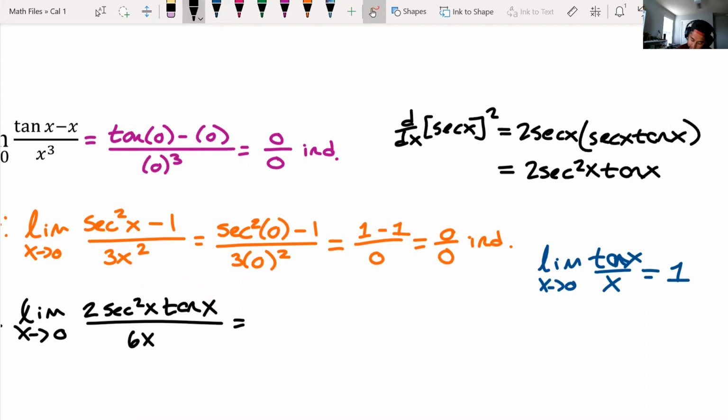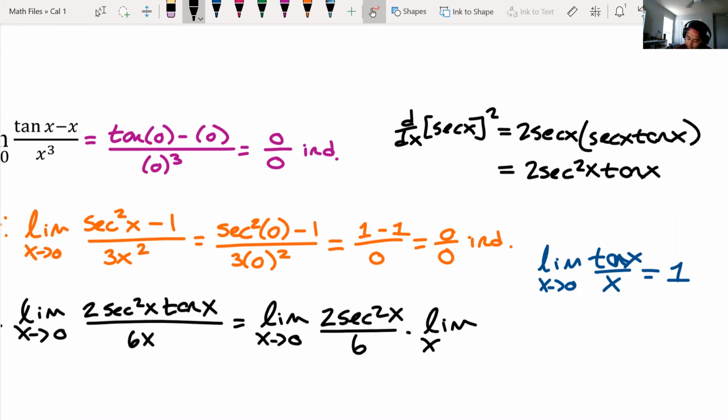Could you multiply the top and the bottom? We could, but this is set up nicely to where we don't have to multiply by anything. We can separate it because the whole numerator is connected by what? Multiplication. So I can separate this by saying the limit as x approaches 0 of 2 secant squared x over 6 times the limit as x approaches 0 of tangent x over x.